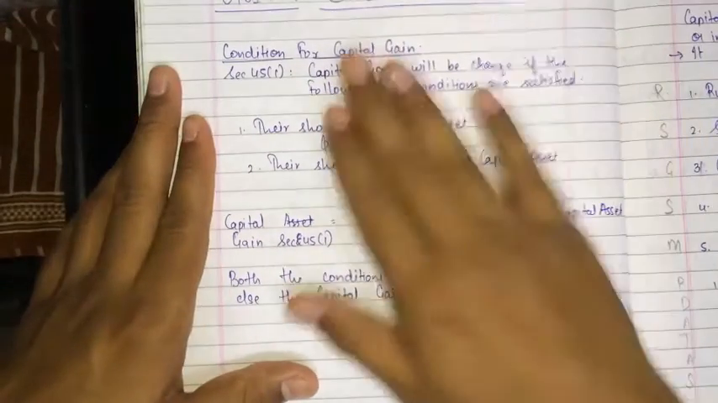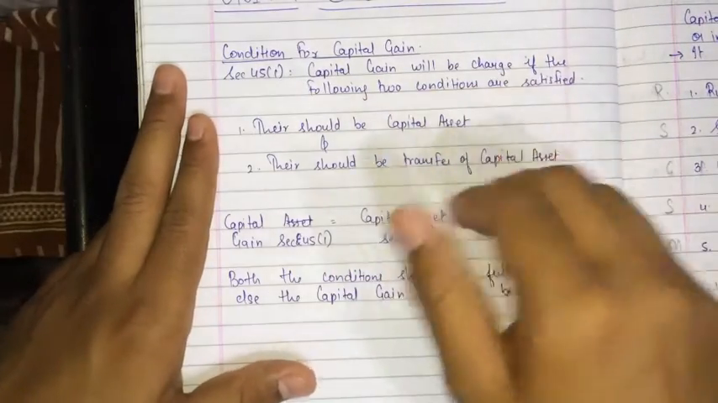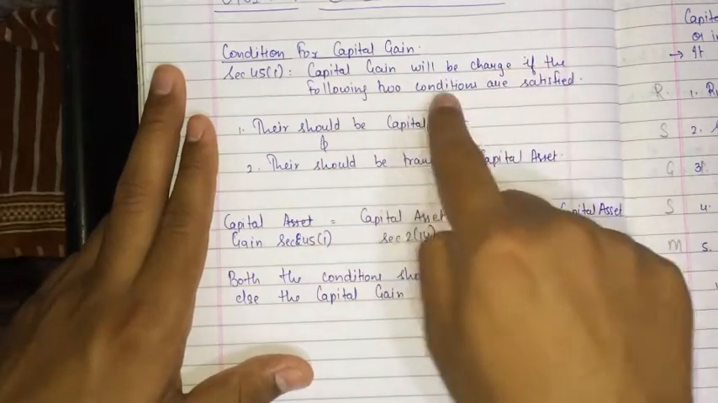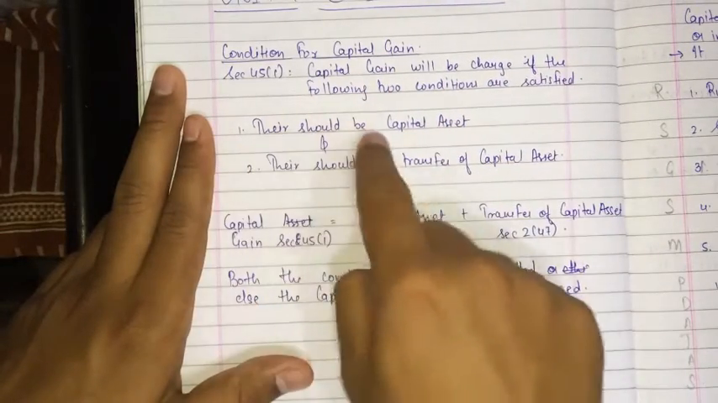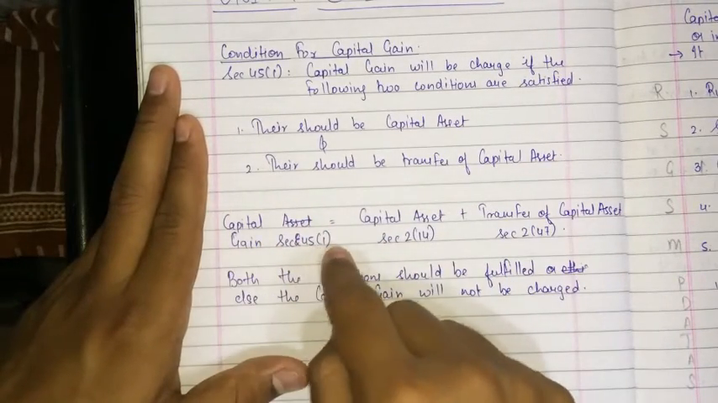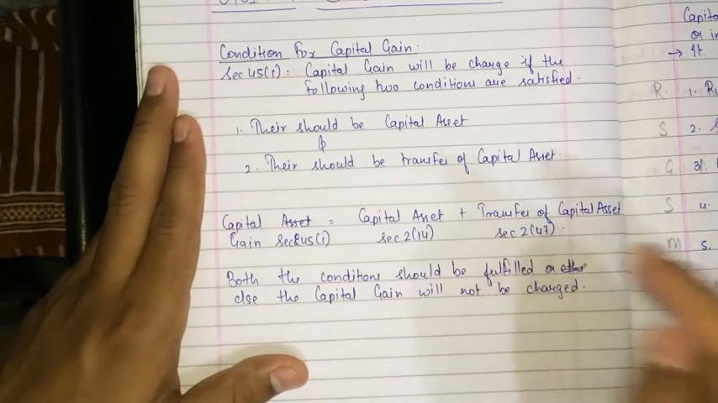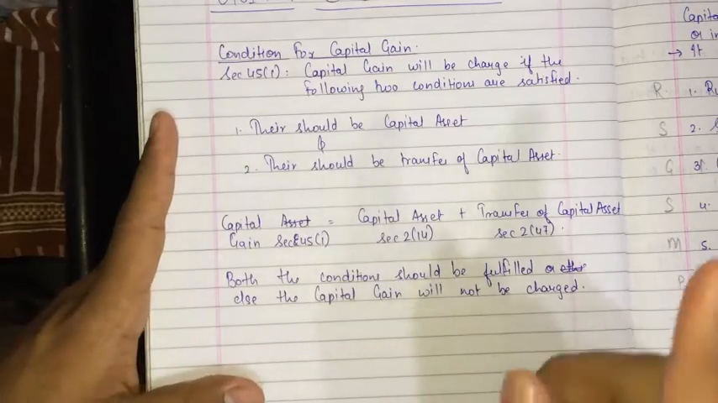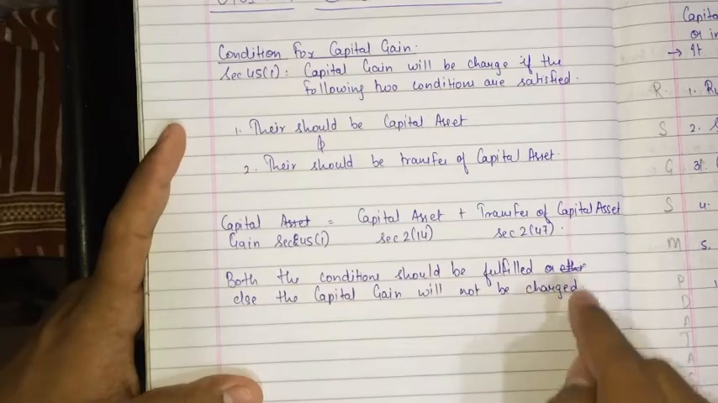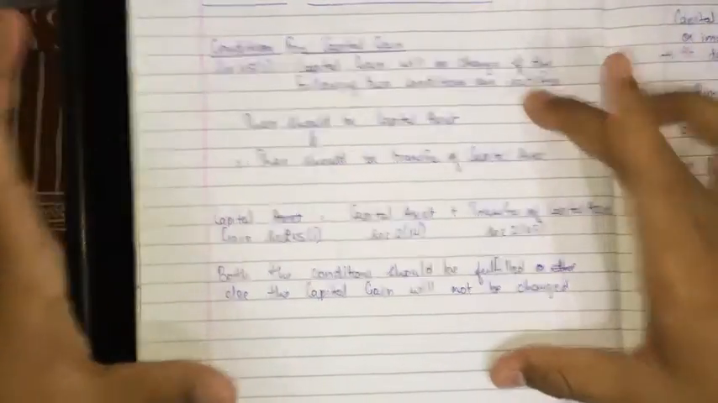See, for charging capital gain under income tax, what is the condition for capital gain? Capital gain condition is given under section 45(1). Capital gain will be charged if the following two conditions are satisfied. First, there should be a capital asset and there should be transfer of capital asset. Capital gain section 45(1) is equal to capital asset section 2(14) plus transfer of capital asset section 2(47). Both the conditions should be fulfilled or else the capital gain will not be charged. This is the condition for charging capital gain.